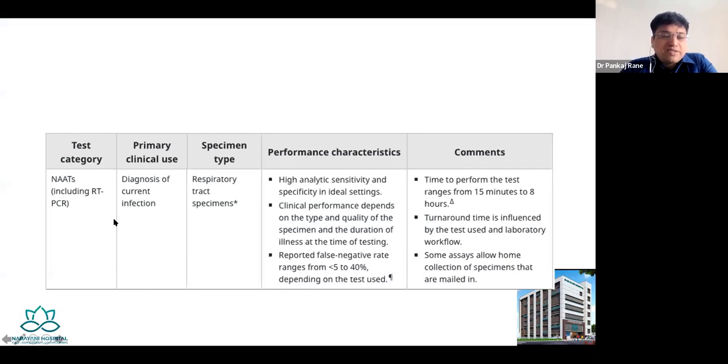So this is about RT-PCR. RT-PCR is used for diagnosis of current infection.